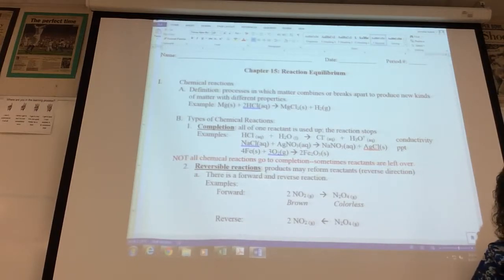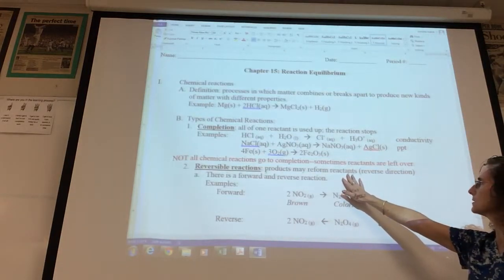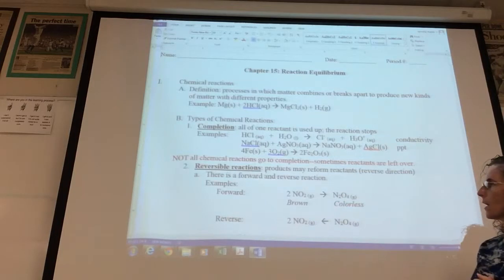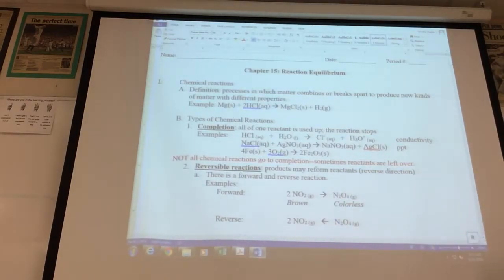But not all reactions do go to completion. Sometimes you have reactants left over. Sometimes products can react with one another and reform reactants. And that's what we're going to see with reversible reactions. So it says products may form reactants. If you have nitrogen dioxide, that's a brown gas.